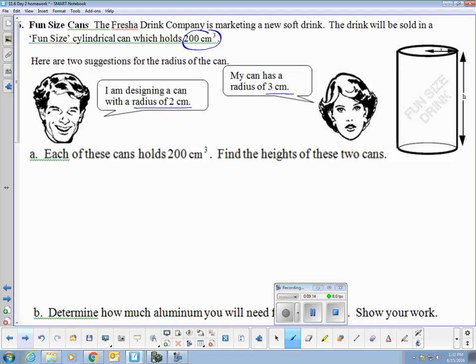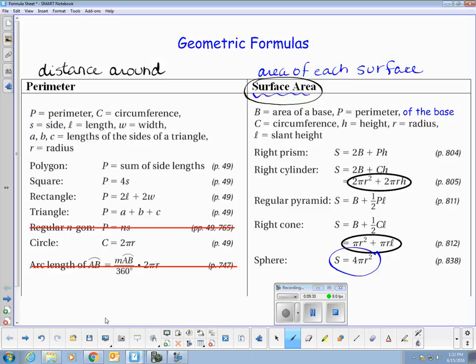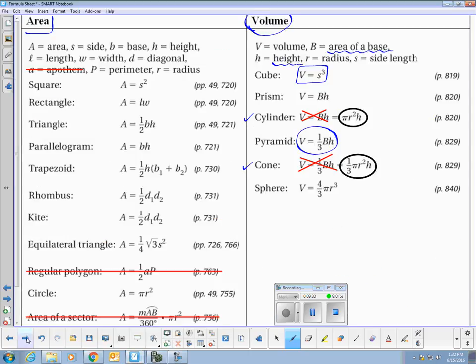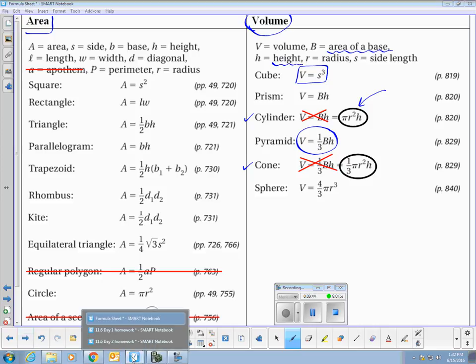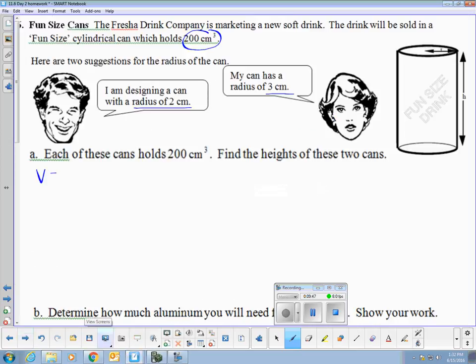So the question is, what would the heights have to be in order to hold 200 cubic centimeters of liquid? So we're going to go back again to our volume formulas, and we're looking at the volume of a cylinder. So let's get back to our volume page here. And the volume of a cylinder, we're going to use this one right here, that circle, is pi r squared times the height. The volume of each of these cans is 200 cubic centimeters.